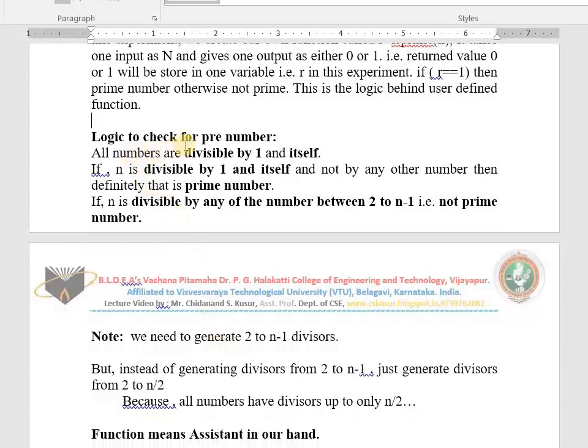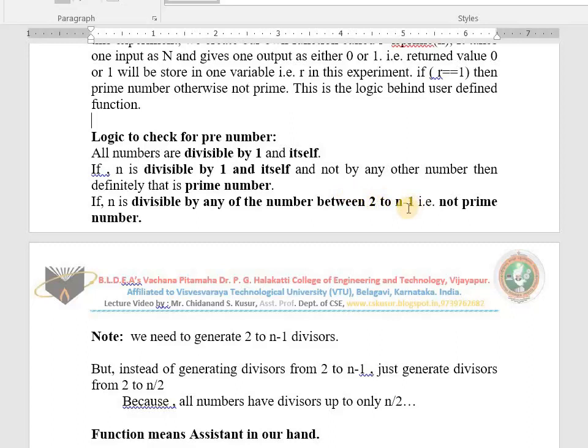Logic to check for a prime number. As you know already in mathematics, all numbers are divisible by 1 as well as by itself. If the number is only divisible by 1 and by itself, that is a prime number. If the number is not divisible by any number between 2 to n minus 1, meaning that number does not have any divisors from 2 to n minus 1, then that is a prime number.